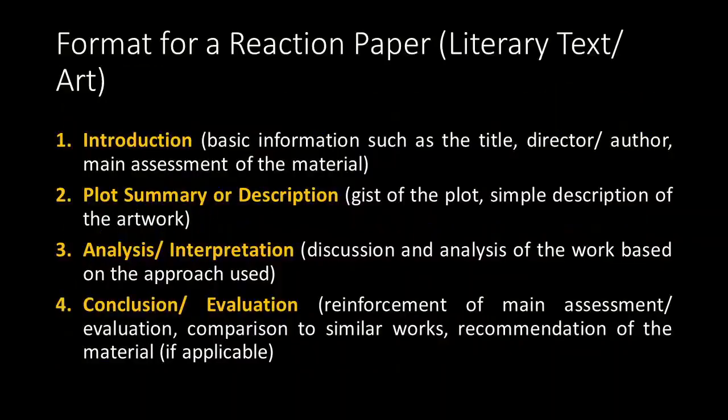So the format, how do we write a literary critique? We also have 4 paragraphs, and the first paragraph deals with the introduction. We have the basic information about the text, such as the title, the director, the author, and lastly is your main assessment of the material. Would you say it is good, it is relatable, etc.? Second paragraph would be the plot summary or description, and this is composed of the gist of the plot, a simple description of the artwork if you are critiquing a painting probably or a play.